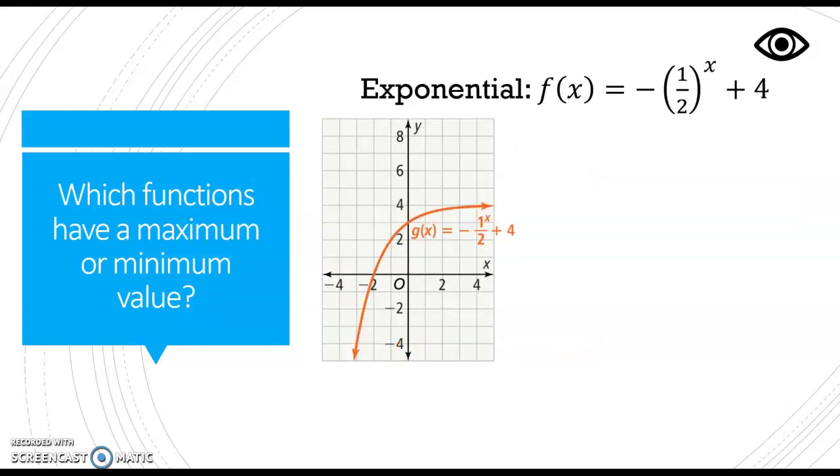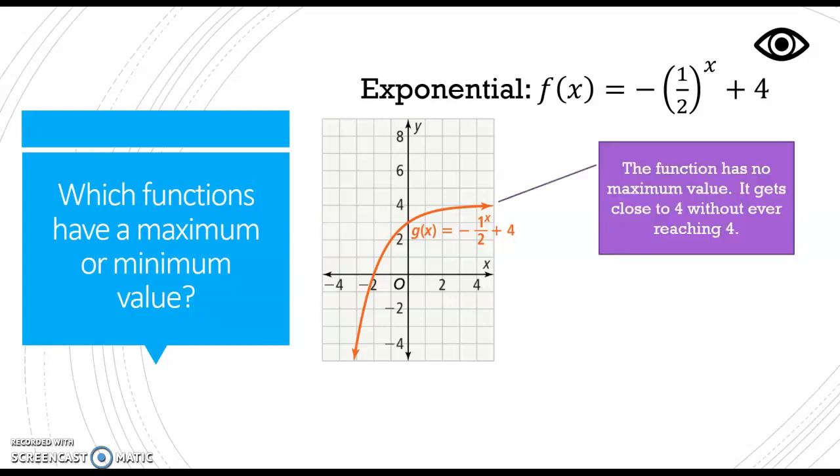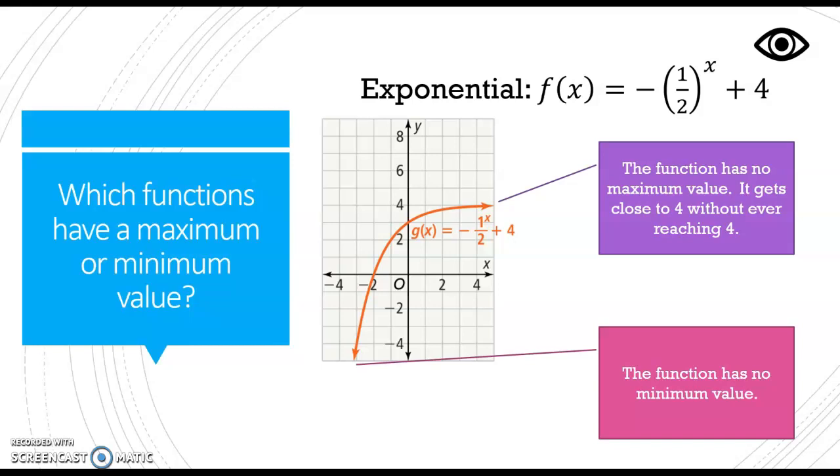Okay, think about what this one would be. Here's an exponential function. I hope you said that there was no maximum value. This time the arrow is getting close to 4, but since it never actually reaches 4, there's no maximum value for this function. There's also no minimum value for this function because that arrow is continuing down.